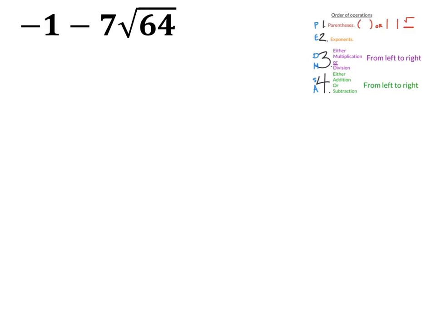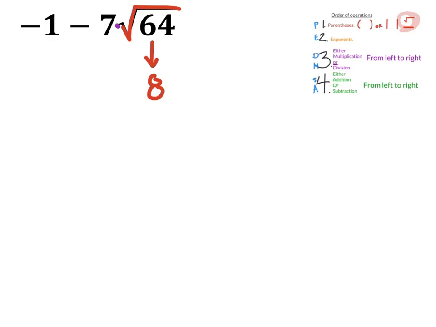All right, and this is the final problem for this classwork here. We got negative 1 minus 7. And that's multiplied by the square root of 64. Now, we know square roots are part of the parentheses order of operations right there. So we're going to take the square root of 64 first. And the square root of 64 is 8.